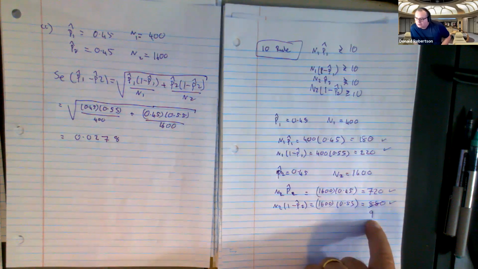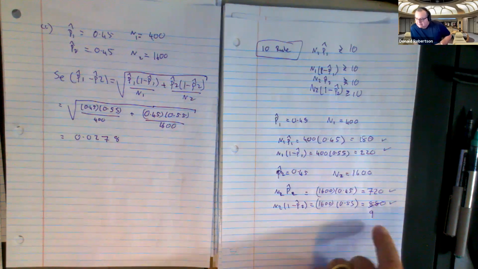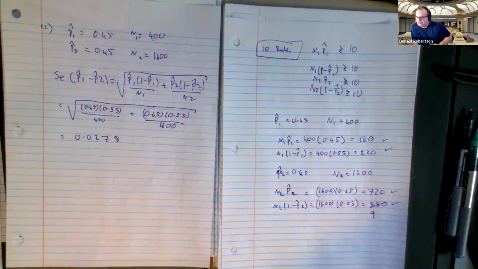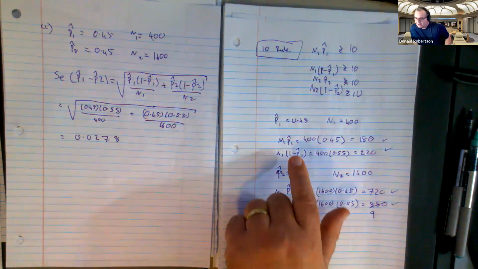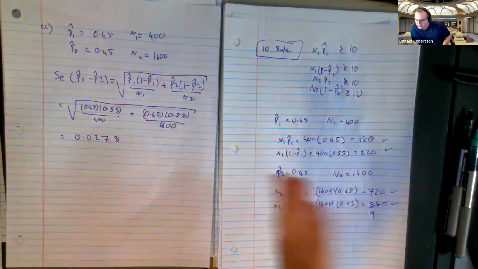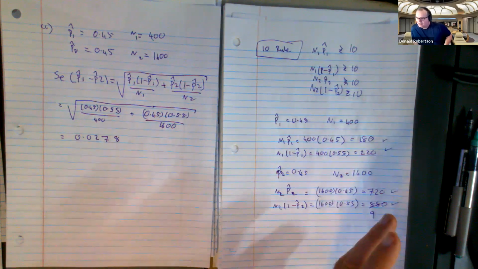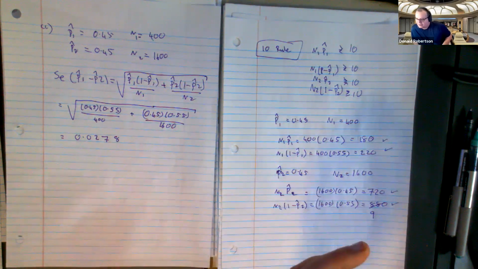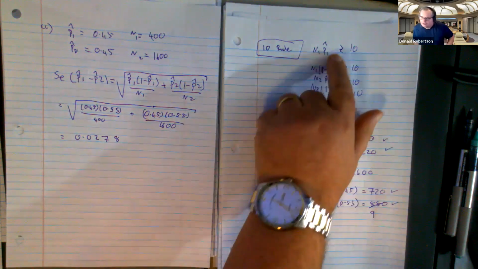The 10 rule is basically a test on, is the sample big enough to do the process? And it's not just, 400 is big enough. It's a little bit more than that. The number of people who say yes has to be 10 or more, and the number of people who say no has to be 10 or more. So that's what the 10 rule is doing.